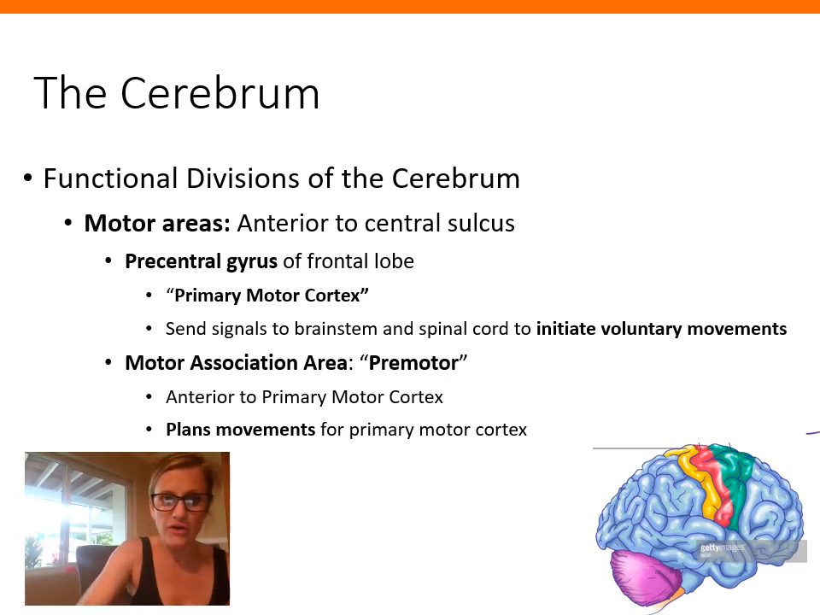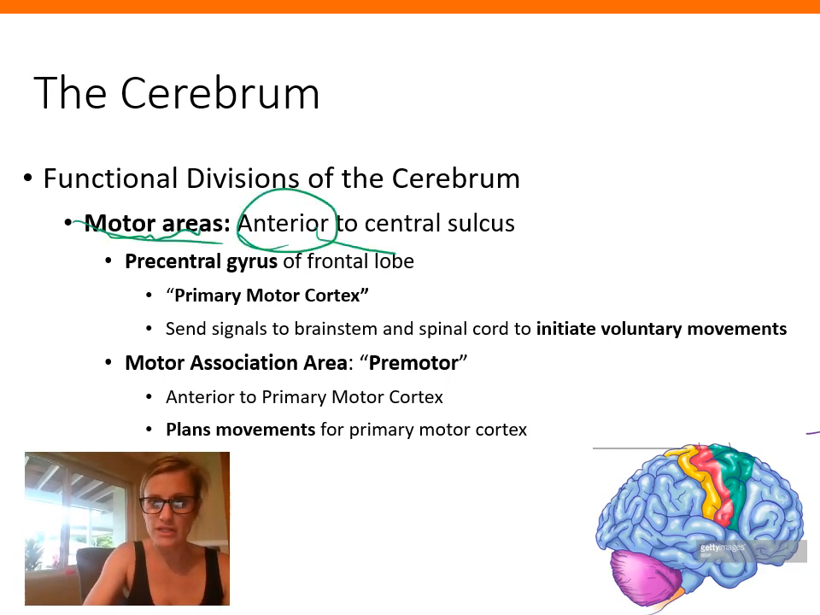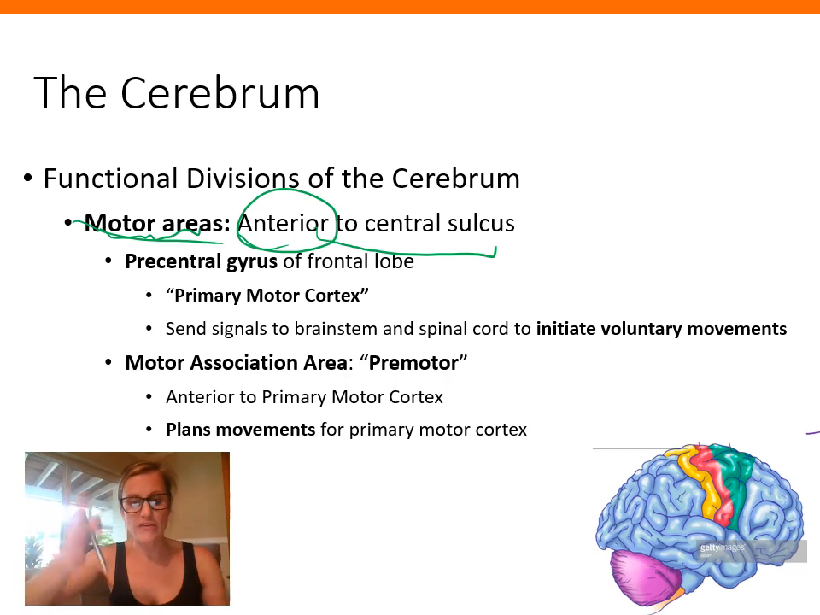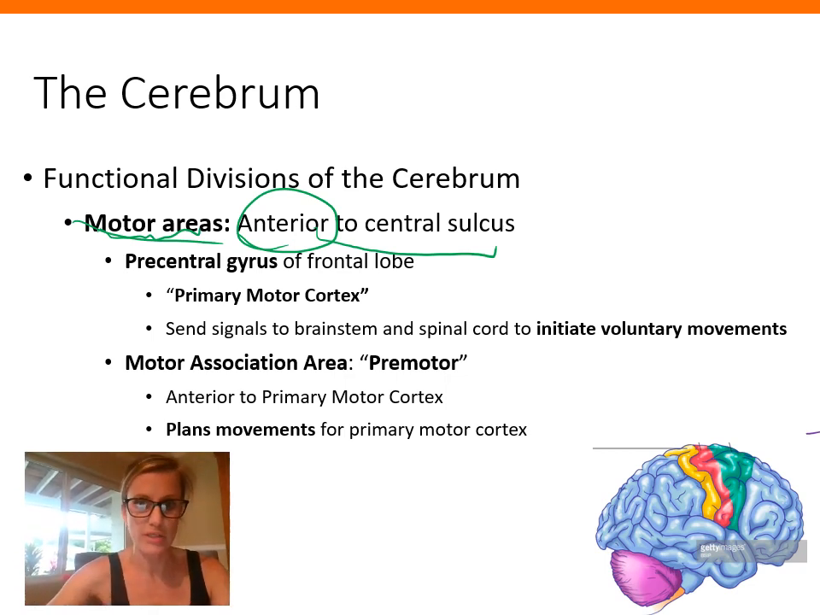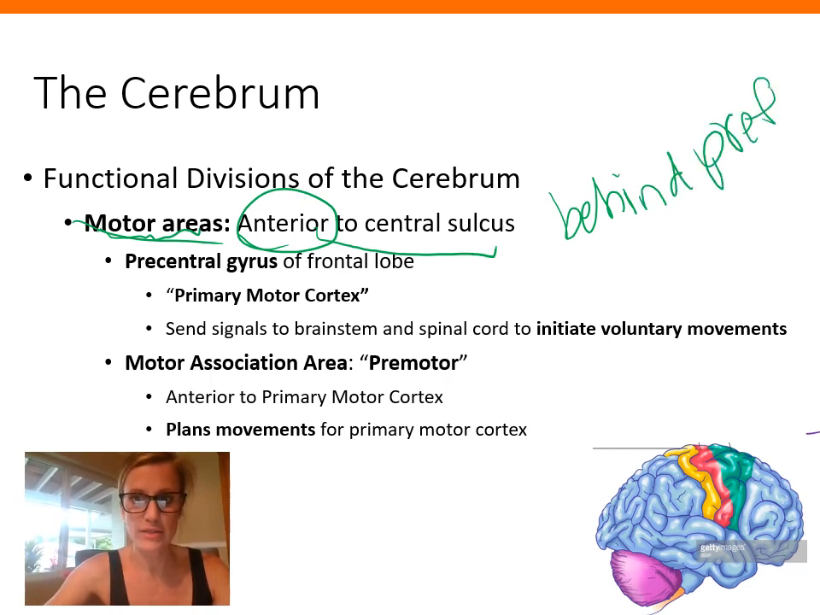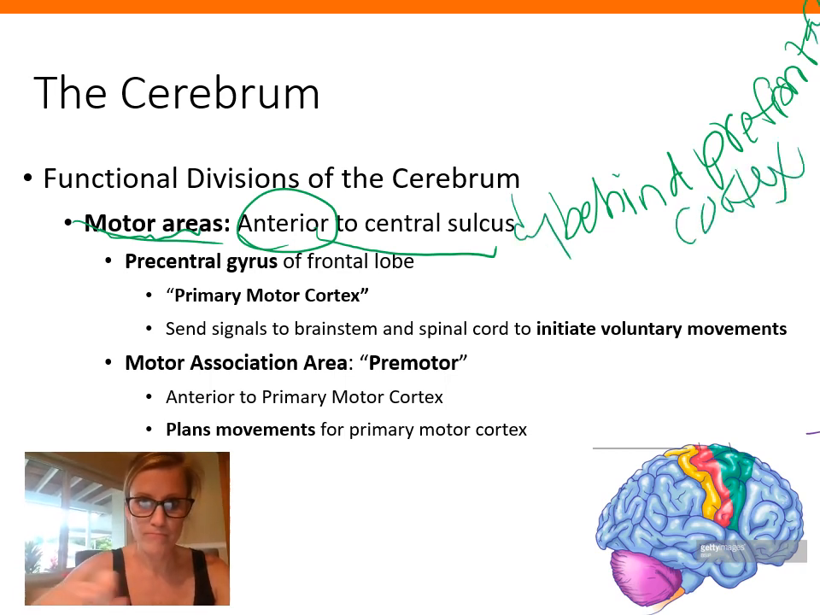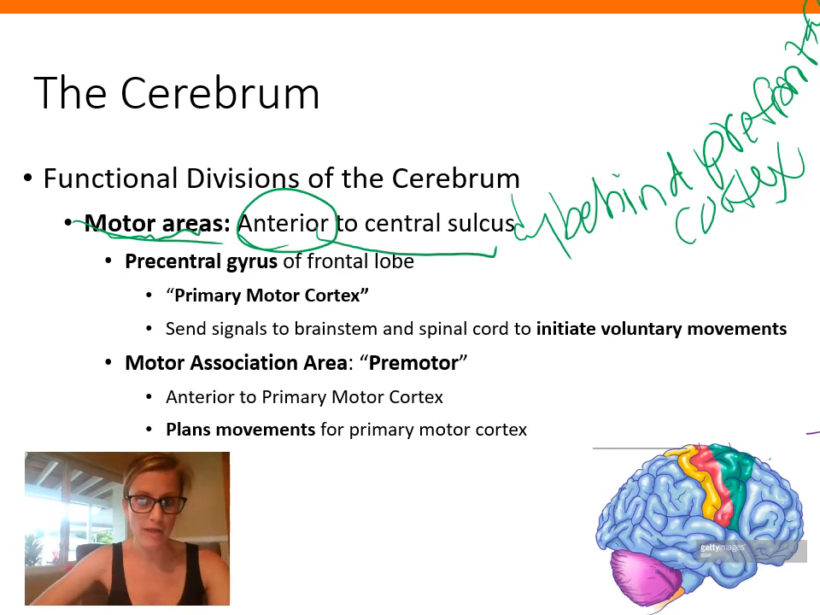So the motor areas. The motor areas are the areas that are anterior to the central sulcus. So in front of the central sulcus and behind the prefrontal cortex. Okay, again, the areas in red and green on this brain.